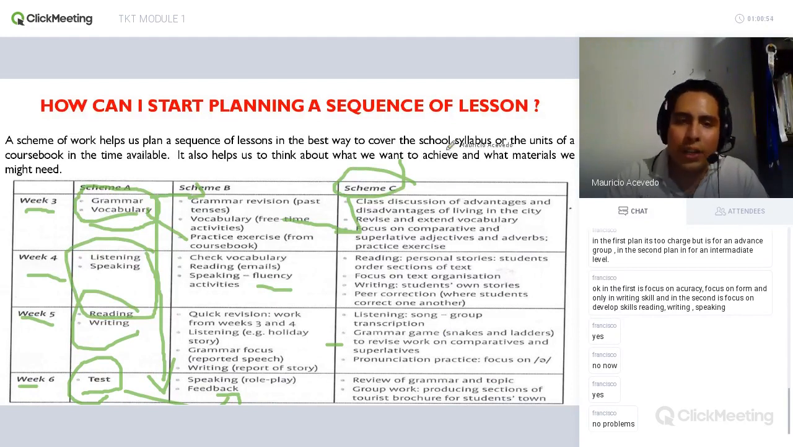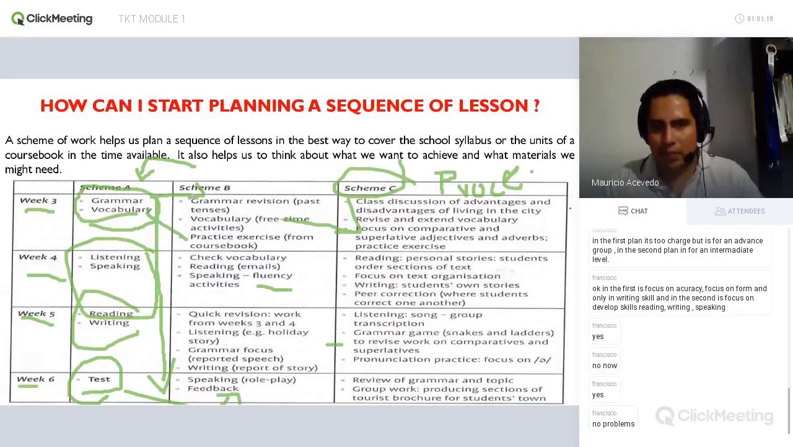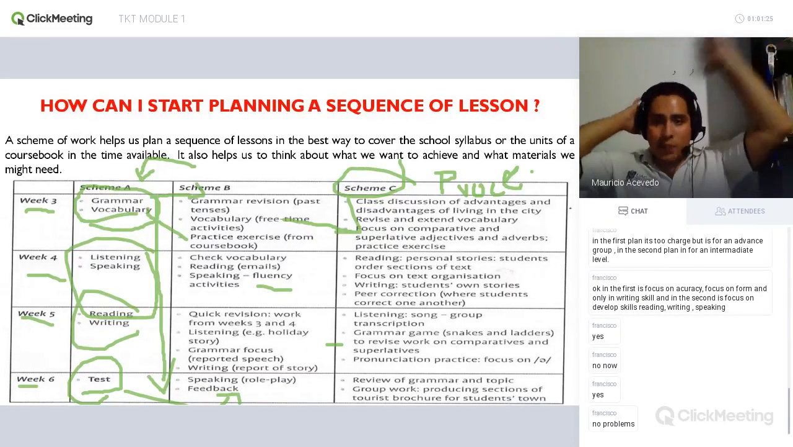Okay, so as you can see, Francisco, in scheme letter C, you are more like procedures. These are more like what activities are you going to complete? So this has to do more with procedures. These have more to do with analysis from scheme A, which are basically the skills, the subskills, the subsidiary aims. Okay, Francisco, so this is good when you want to start planning a sequence of lessons.